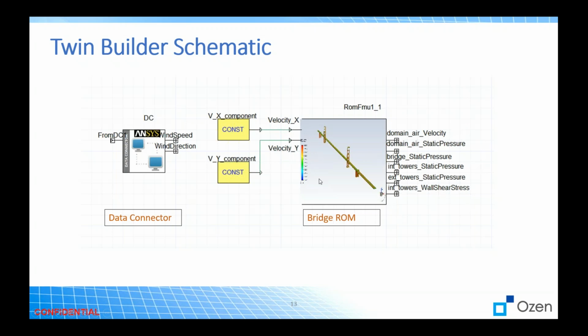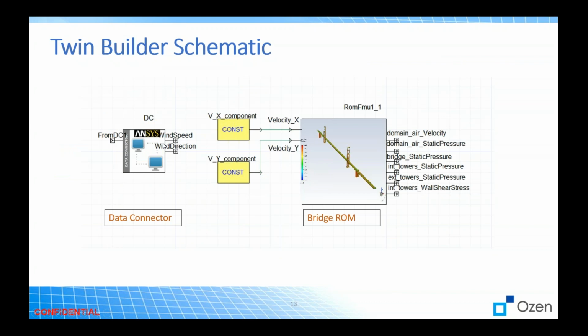And then on the output of the bridge ROM, we can specify it however you want. But at the beginning, we're just interested in the pressure on the bridge, interior tower, and exterior tower. But of course, you can also take a look at the velocity of the domain air, or the pressure of the domain air, or the shear stress on the tower as well.